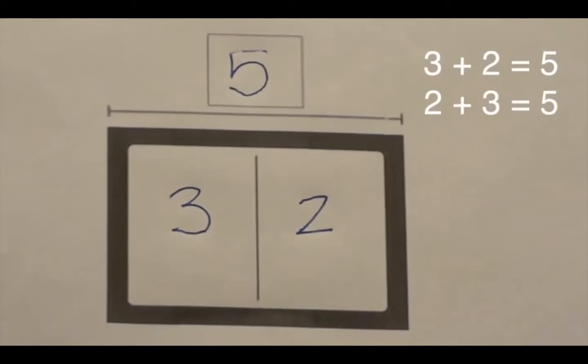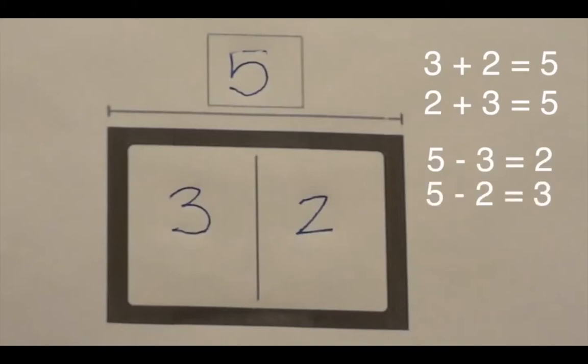Since addition and subtraction facts are related, we could also create two subtraction sentences. We have to start with the whole first, 5, and then subtract 1 of the parts, 3. The remaining part, 2, is our answer, or in subtraction we call it the difference. When we flip the two parts, they create a new math sentence: 5 minus 2 equals 3.